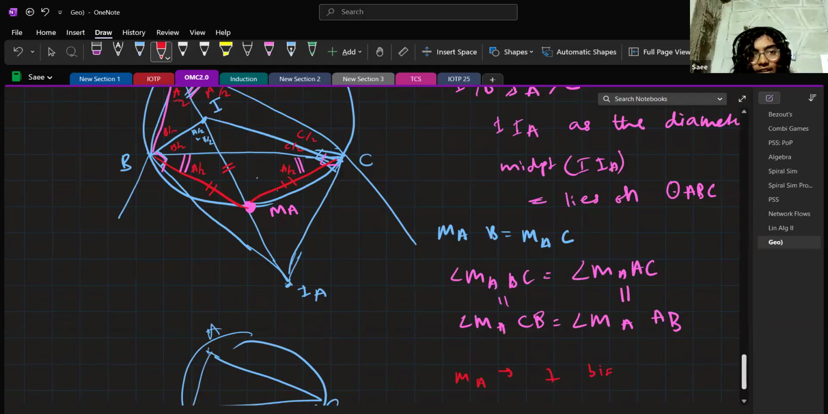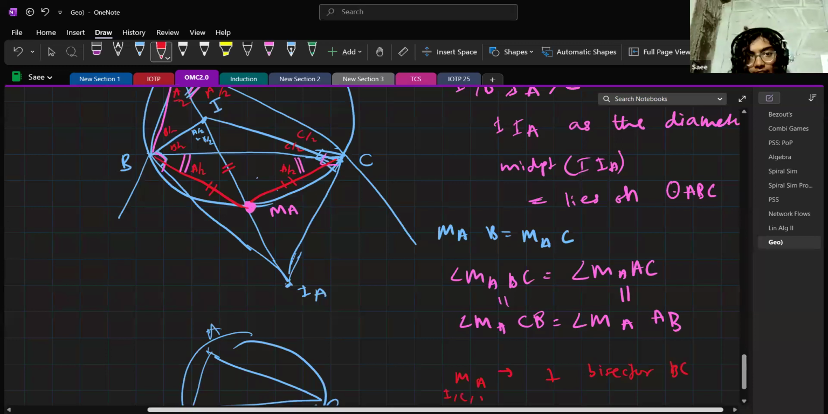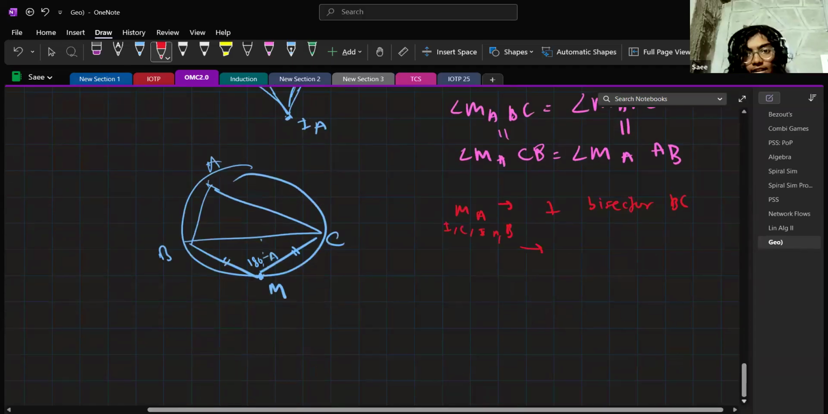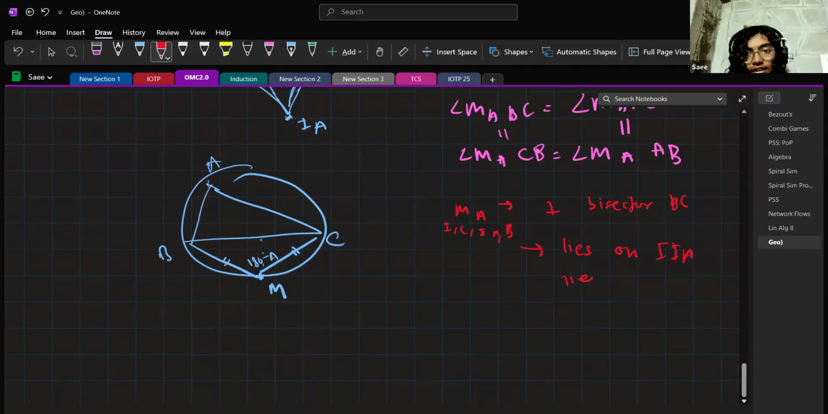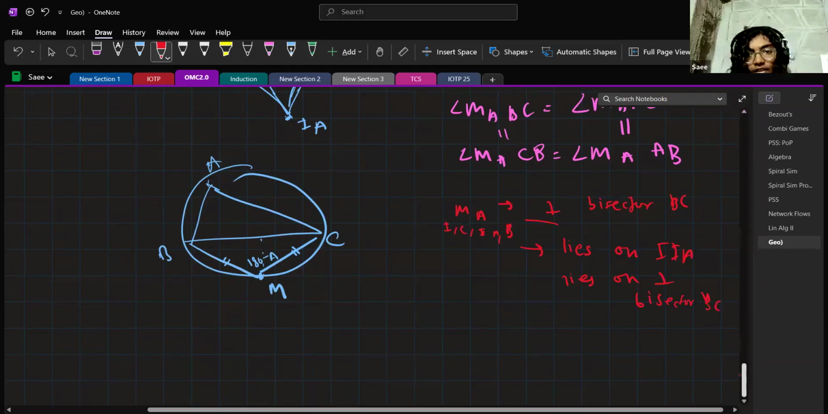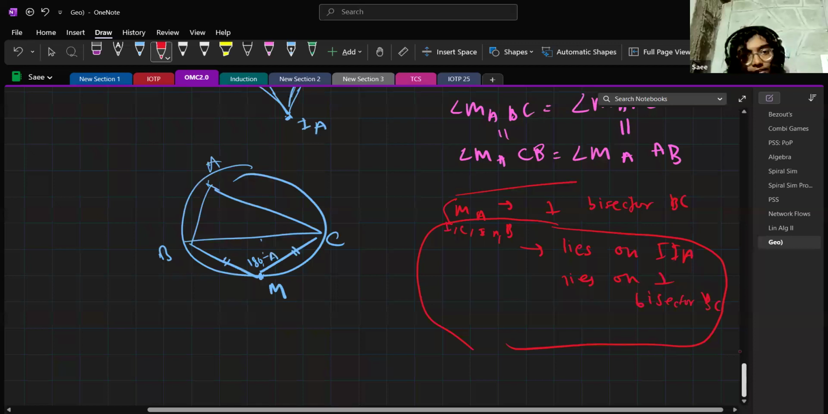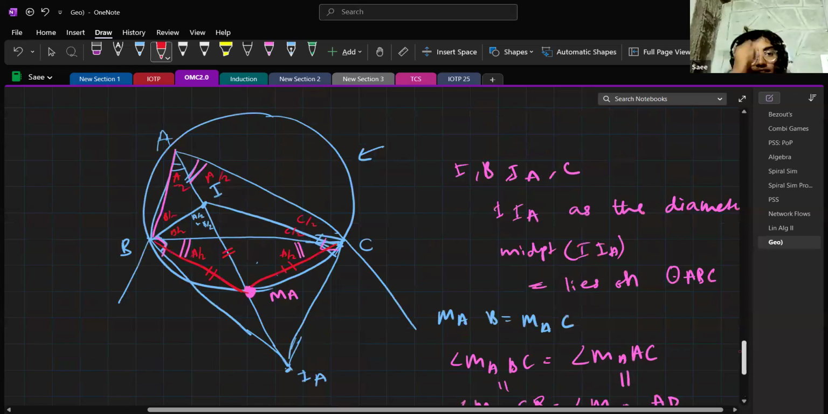And we know that the center of circle IAB lies on IA, and it lies on the perpendicular bisector of BC. This uniquely defines the center of the circle. And we know that MI satisfies both of those things. So MI has to be the center. So we get that in fact all of these are equal.